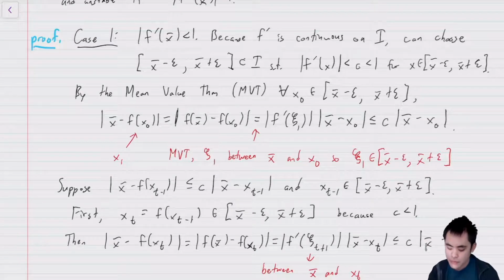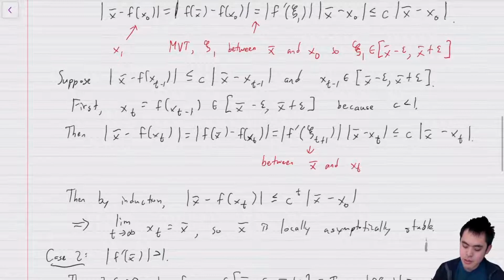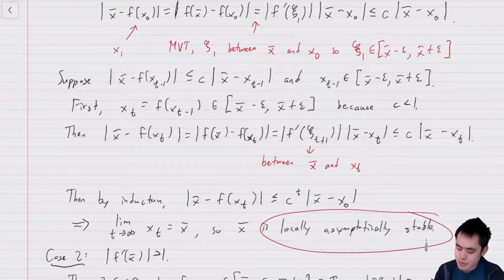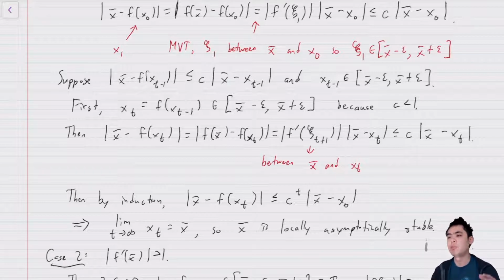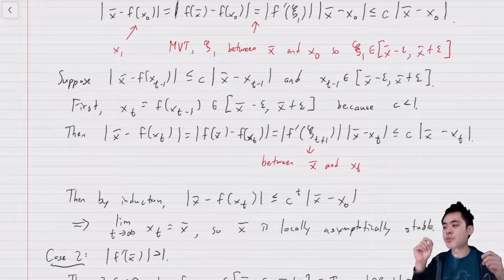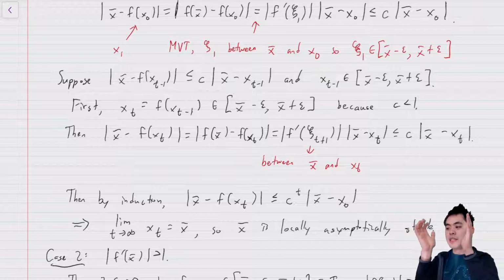And so it's locally asymptotically stable. So if you think about it, this is just basically saying that our linear approximation is c times the distance, so at each point you're getting closer by a factor of c.